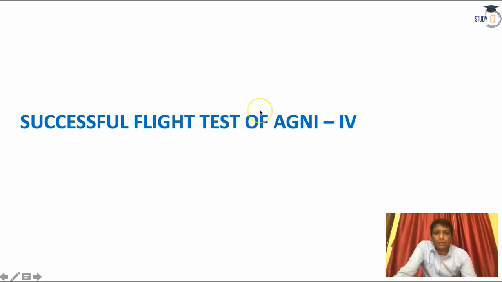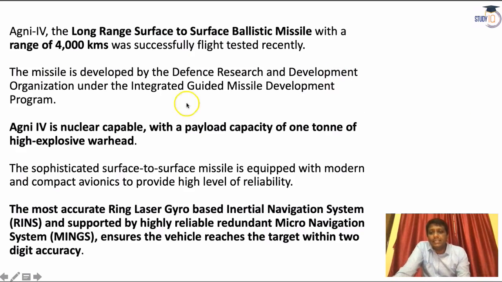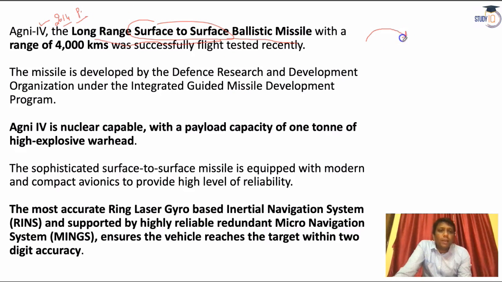Successful flight test of Agni-IV. What is here, guys? Recently it was tested, and Agni-IV is a long-range surface ballistic missile. See, Agni-IV was also a question in 2014 prelims. So it's a surface-to-surface ballistic missile. Ballistic means it will go in a parabolic path.